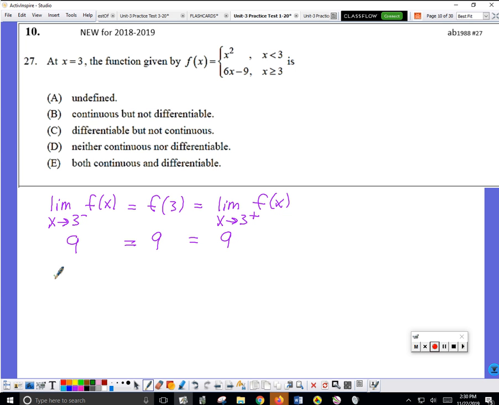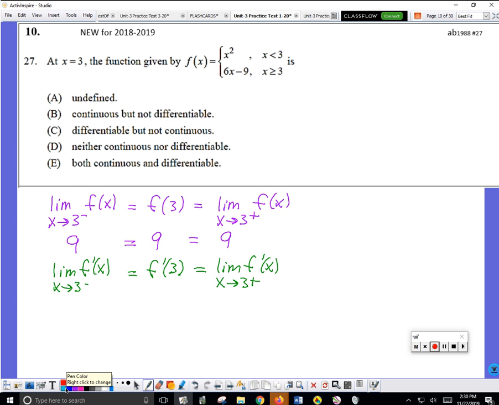Okay. So what do I write? Okay, so the limit of f prime of x as x approaches 3 from the left, so 3 minus, equals f prime of 3, equals the limit of f prime of x as x approaches 3 plus. Good work.